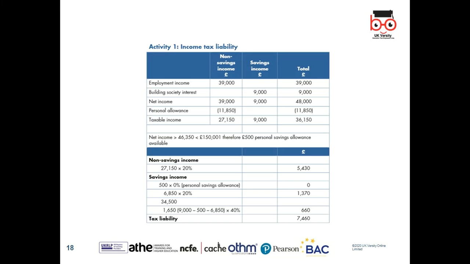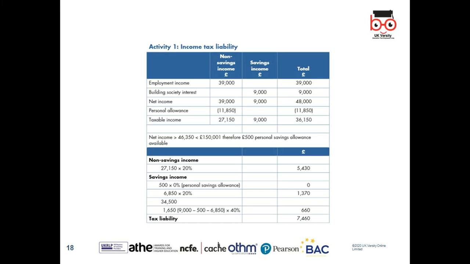Now I need to look at the bands, because I'm allowed up to 34,500 at the basic rate. The non-savings income under employment is 27,150, taxed at 20%. On savings, there is an allowance: if I put money in savings accounts, I get up to 500 at 0%. Since I've used my personal allowance of 11,850 against employment, there is no personal allowance left, but the savings income is allowed up to 500 with no tax, so that becomes zero.